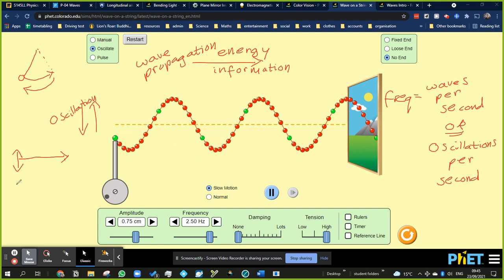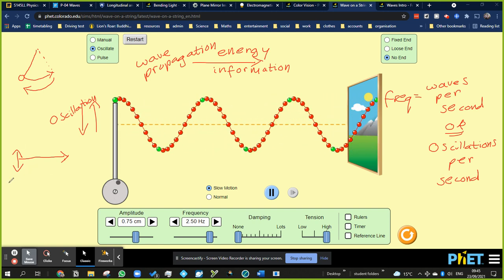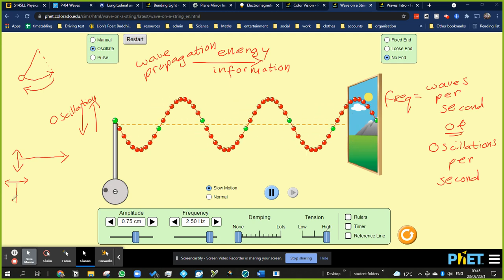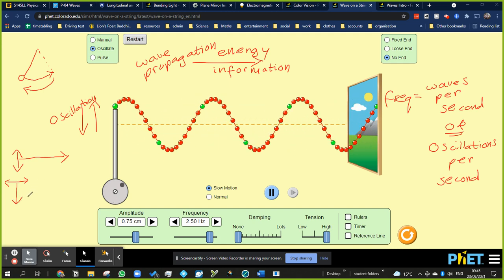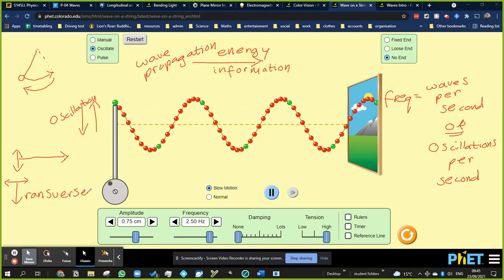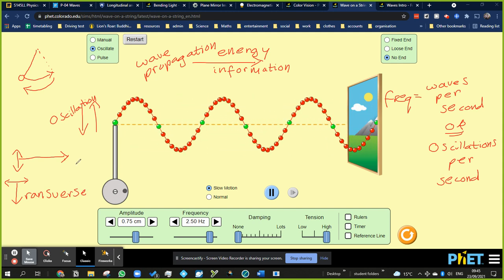And this little image could be rotated like this. And now we can write transverse. So this is a way to remember the type of wave that we're looking at, transverse.